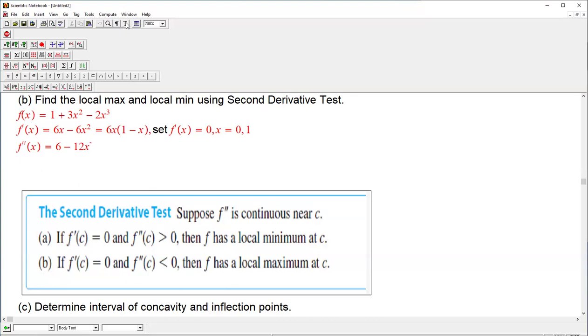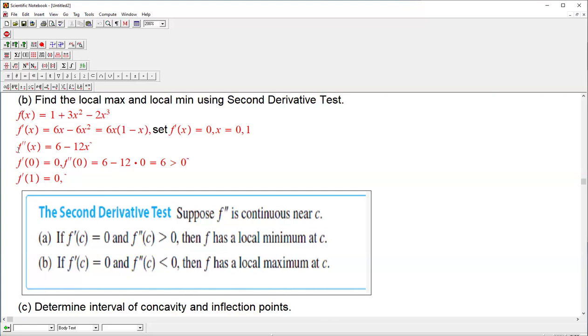Obviously, the first order derivative at 0 is 0, and the first order derivative at 1 is 0. So we just follow the second order derivative test. The second order derivative at 0, which is just plugging into 6 minus 12x: 6 minus 12 times 0 equals 6, it's positive.